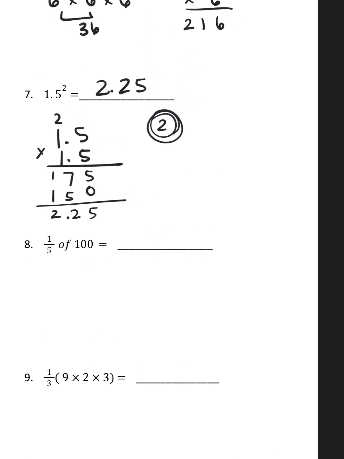Question 8, we've got 1/5 of 100, which is the same thing as 100 divided by 5, which is 20.